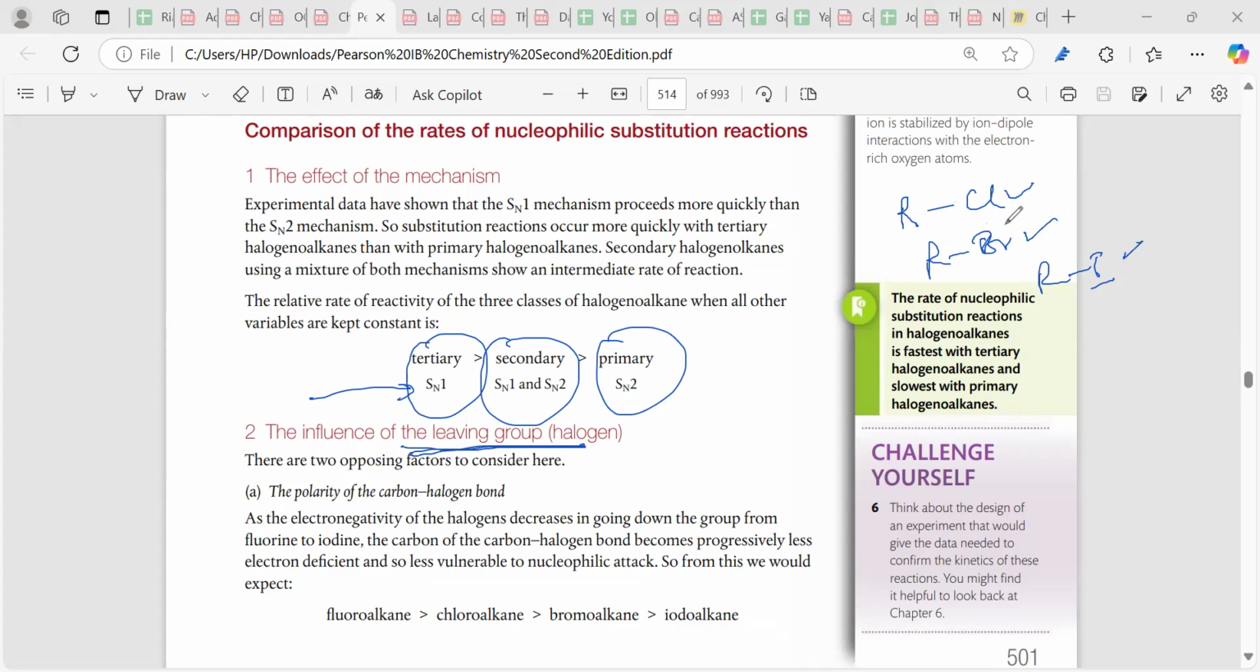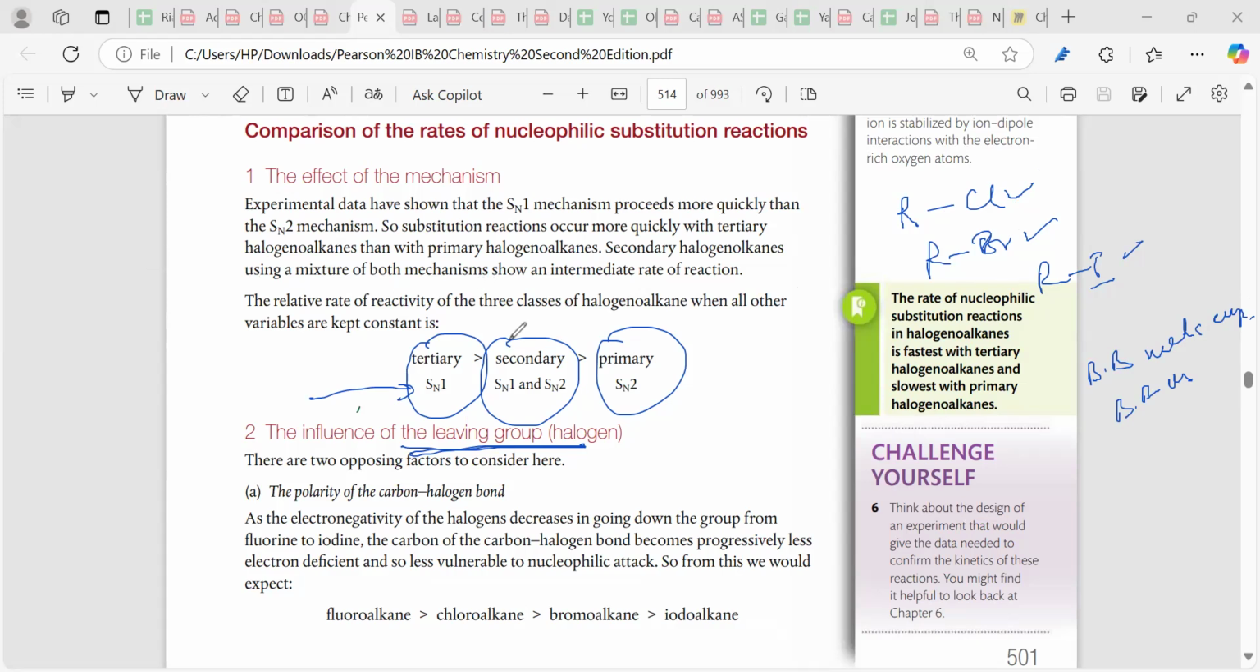Now, remember one thing: in any reaction, bond breakage needs energy. Bond formation releases energy. In this reaction, if the bond breakage is easier, then it will be faster. Now, which bond is weakest? Weakest will be faster. Chlorine, bromine, or iodine? Think and tell. Don't jump.